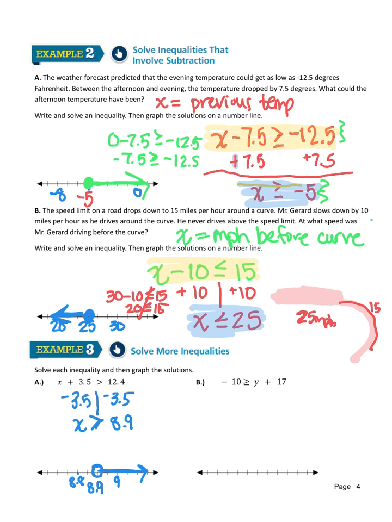And then I can check my solution, and I check it like this. I take a number where I shaded, like a number like 9, anything on the right here, and I'm going to substitute it in. 9 plus 3.5 is supposed to be greater than 12.4. Well, this would be 12.5. Is 12.5 greater than 12.4? Yes. So this checks, it's true, so that means I graphed the right way.